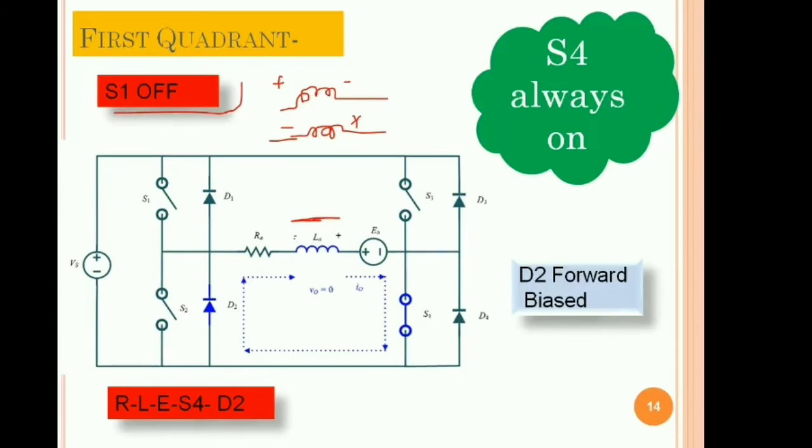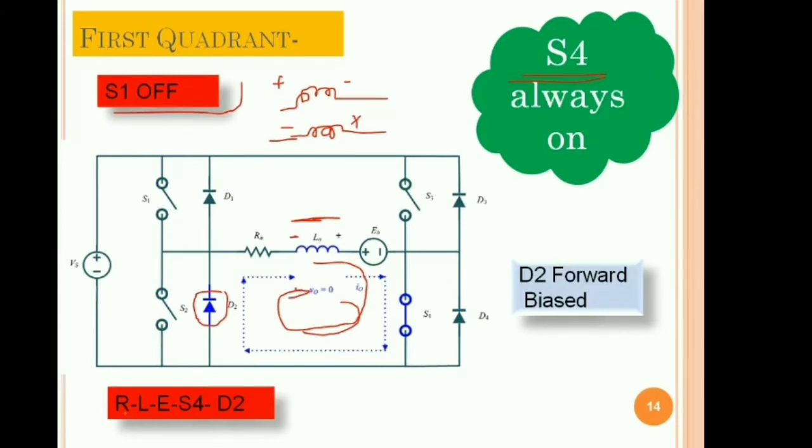This change in polarity, left side minus and right side plus, means the minus is connected to the cathode of the diode D2, which is getting forward biased. As I told previously, S4 is always on. Now the direction of the current flow is like this. The inductor, which was previously charged, is now discharged through the dotted blue line. It is discharged like this.